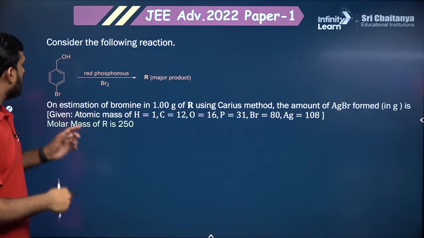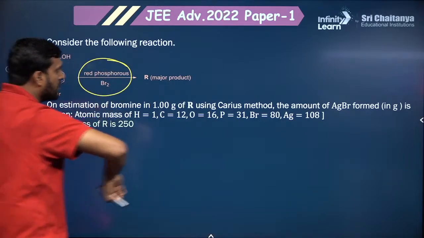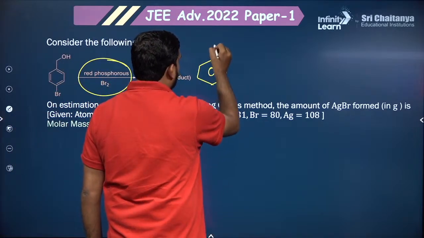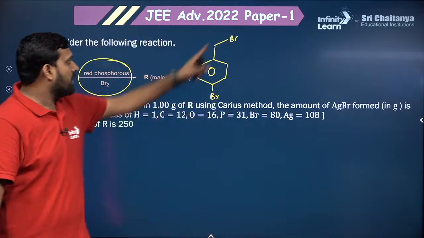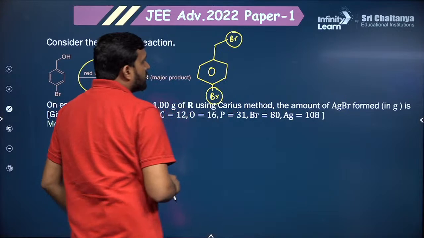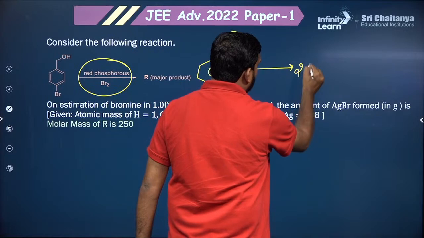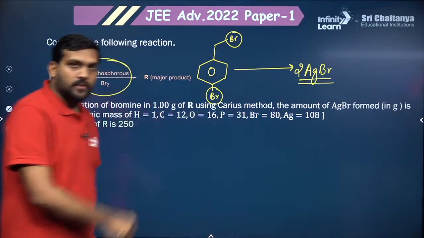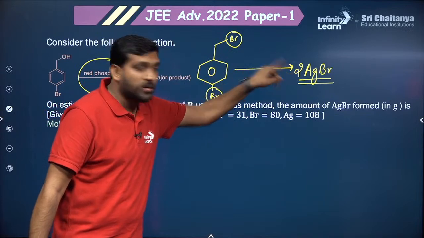So here what will happen? First of all, let's go for this reaction where red phosphorus and Br2 have been used. So the R will be something like this, benzene, and then there will be a bromine, and then there will be another bromine. So here one bromine is there, another bromine is there. So there are 2 bromine in this. So what will happen here? You will be getting 2 AgBr in this reaction, because of the 2 bromine atoms which are involved in this organic compound, so you will be getting 2 AgBr in this reaction.